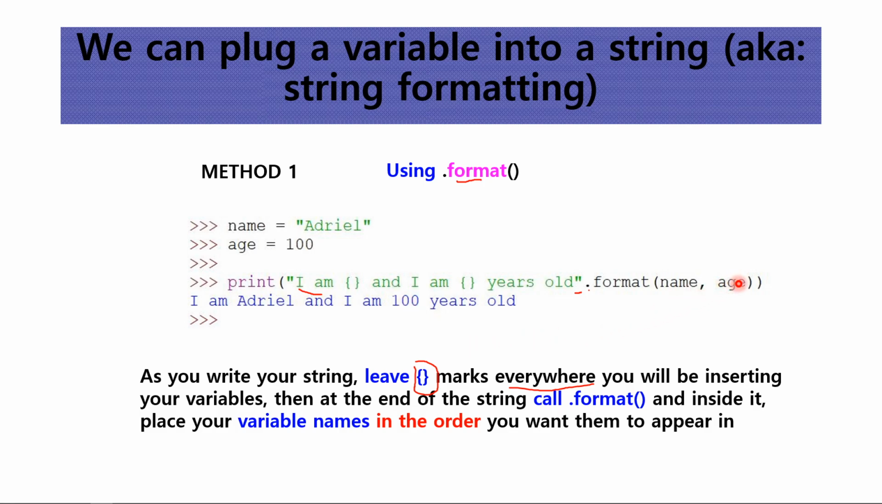Now the second is age. Age, pass it, plug it into the second curly braces. So it plugs it inside here, which is 100. And it will give me basically what I wanted here. So just remember to follow the same order. And remember to close both the bracket for the format method and for the print method.